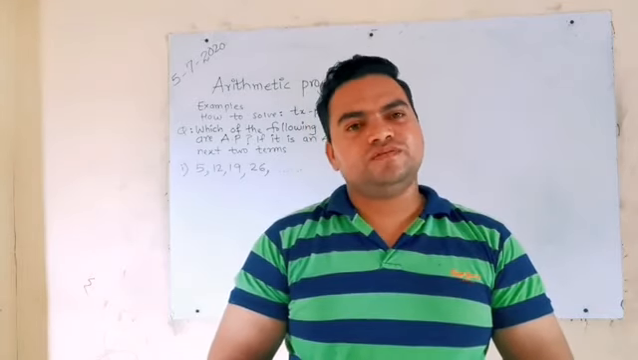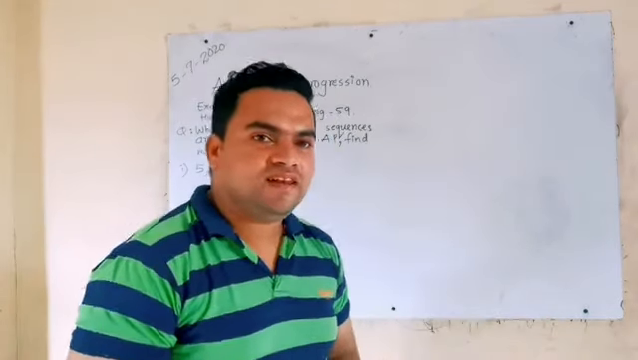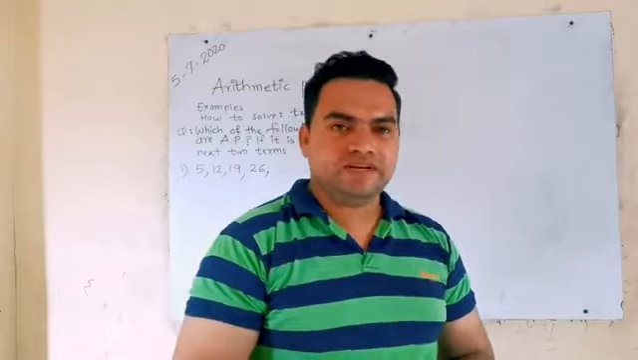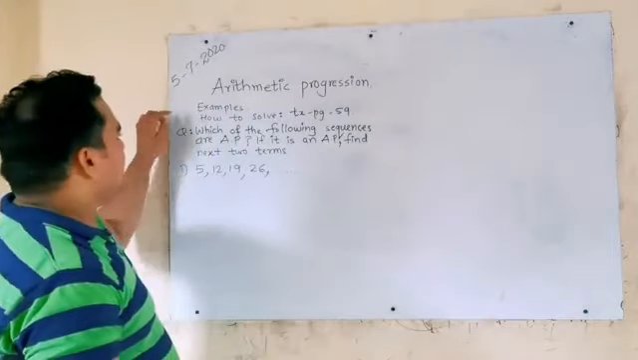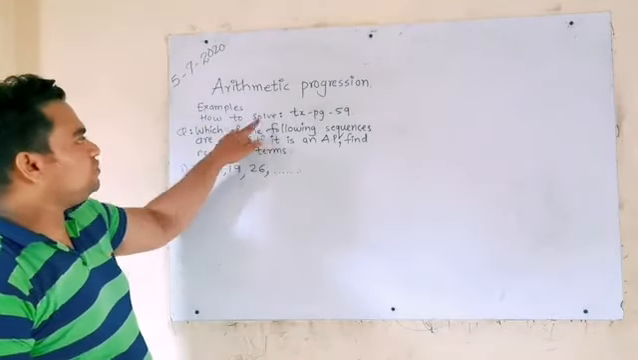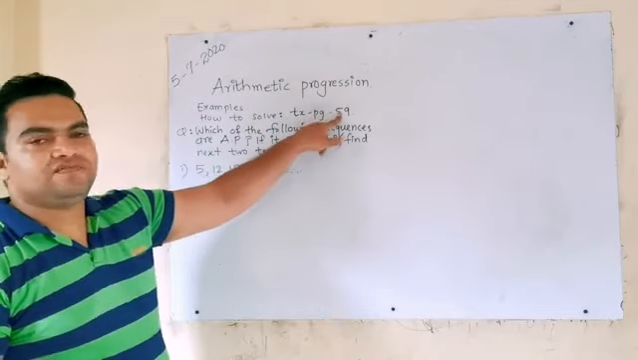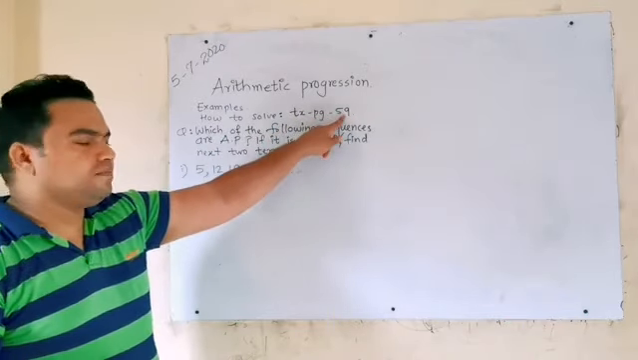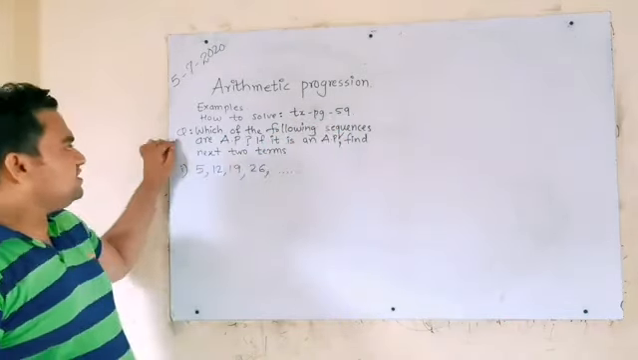Hello students, so now we will learn how to solve AP, arithmetic progression. Please look at the board. As I have written examples, how to solve. Textbook page number 59. So you will check textbook page number 59. The question is given over there.